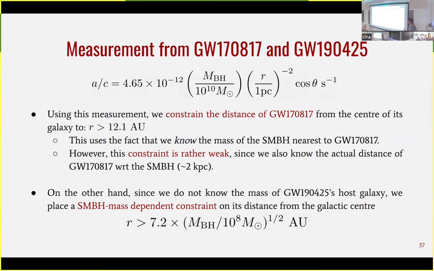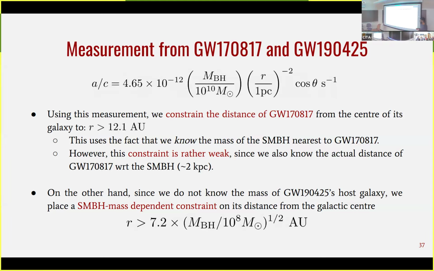If you have a binary near a 10 to the 10 solar mass supermassive black hole, which is difficult to get, I guess, but 1 parsec away from it, you have an acceleration of about 4 times 10 to the minus 12. So you can just use this formula. You can plug in the upper limit of acceleration into this formula and constrain that the distance of GW170817 from the center of its host galaxy was greater than 12.1 astronomical units.